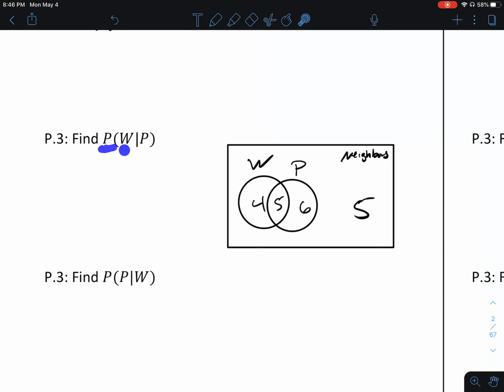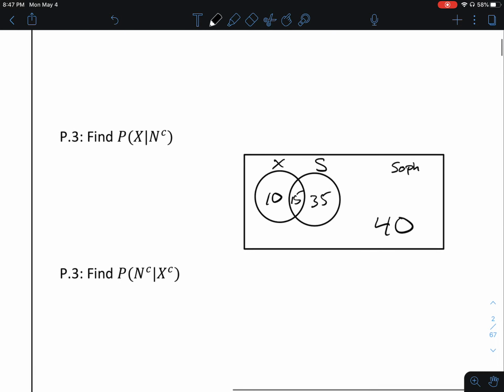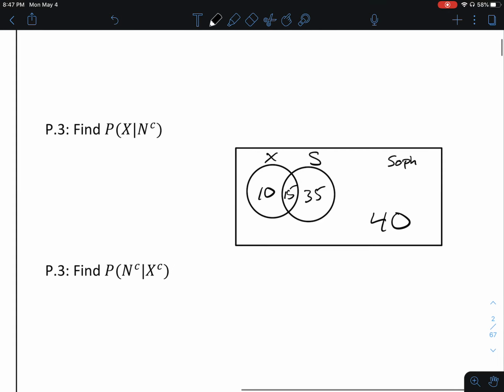What's the probability that someone ate a watermelon given that we know they ate a popsicle? Here's all the people that had popsicles. There were 11 of those. Of those 11, 5 had watermelon. That's 5 out of 11. Almost a half. What's the probability that someone had a popsicle given that they had watermelon? So how many people had watermelon? That's 9. Of those 9, 5 had a popsicle.